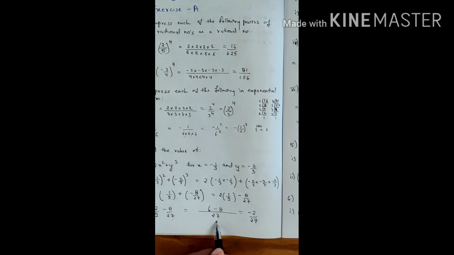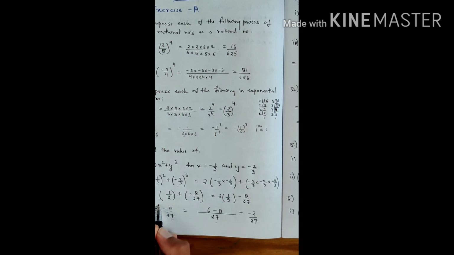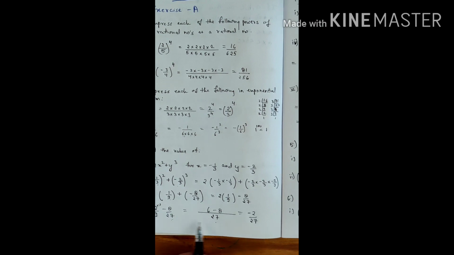Now how many times does 9 go in 27? It goes 3 times. So 2 into 3 will become 6. In the 27 table, 27 goes only one time, therefore 8 into 1 is 8. So the result will be minus 2 by 27.